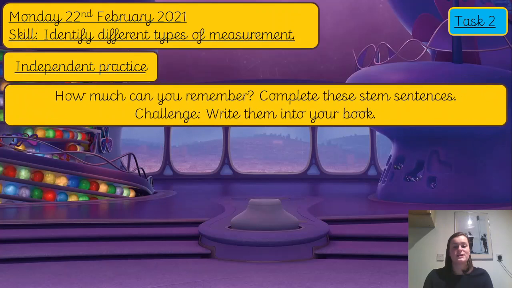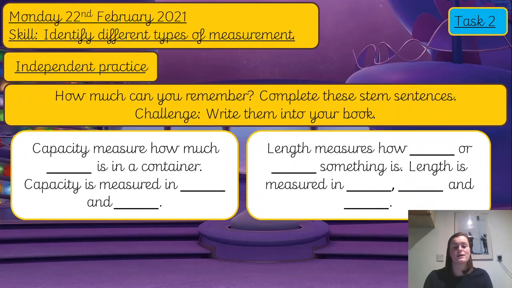So again, we're just going to see how much we can remember and have a go at completing these sentences. So capacity measures how much something is in a container. Capacity is measured in something and something. And the second one, length, measures how something or something is. Length is measured in something, something and something. Okay, have a go at filling those ones in now for me. Pause the video.